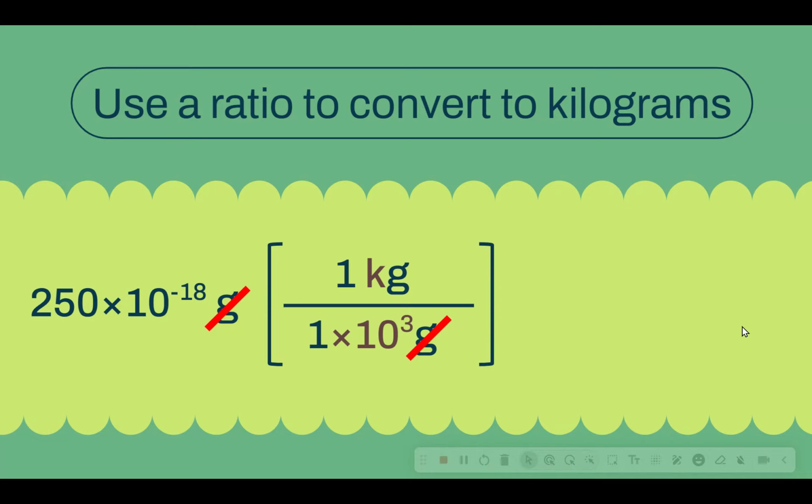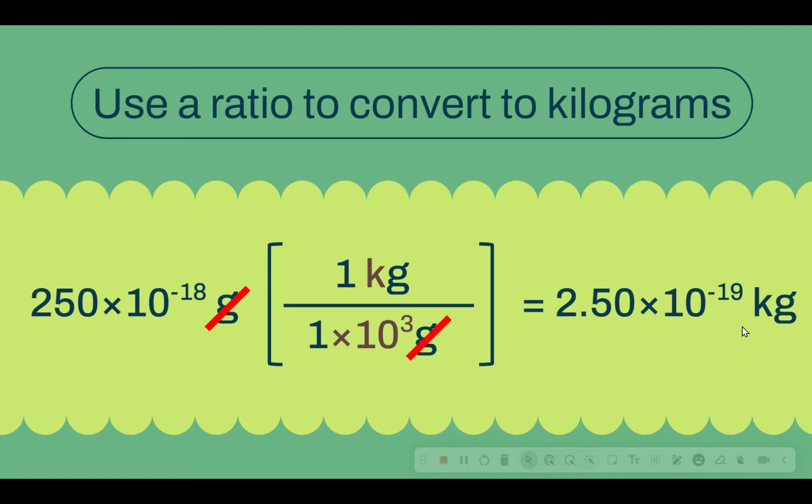So on my calculator, and making sure that I'm using the proper scientific notation button, I'm going to put in 250 times 10 to the negative 18, well, times 1 really, but I don't really need to do that part, divided by 1 times 10 to the 3. The answer I'm going to get, and my calculator will move the decimal for something like this where it's dealing with a really small number, comes out as 2.50 times 10 to the negative 19 kilograms, because that's all I'm left with now for units.